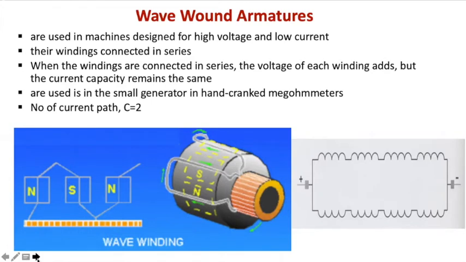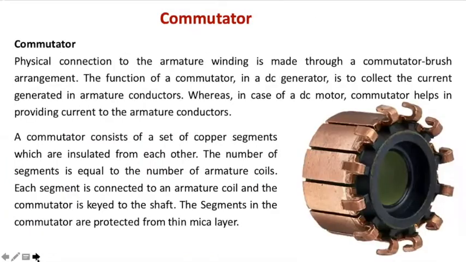So it looks like a wave shape, and hence the name has been given as the wave winding. While on the right side, we can see the electrical connection of the wave windings, where we have the series coils and they are connected in parallel. So that is the basic structure of the wave winding.